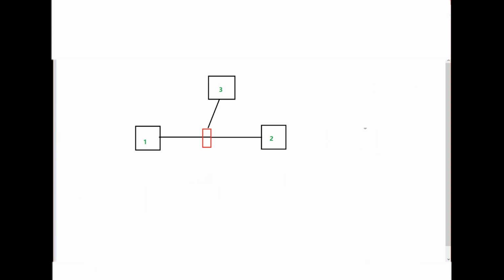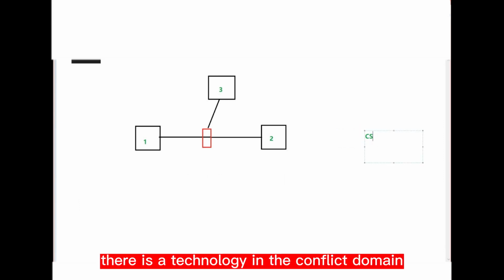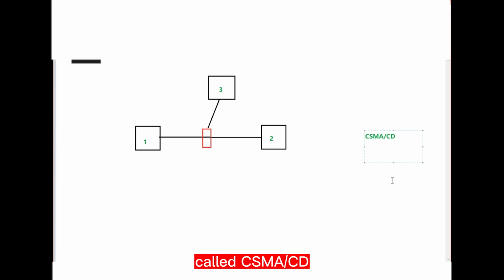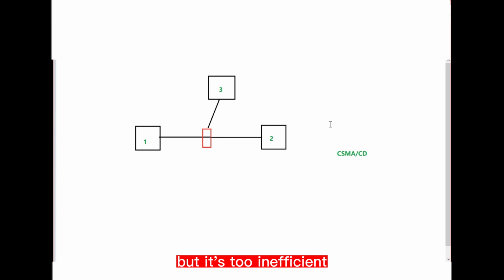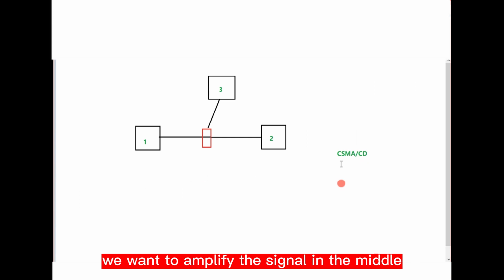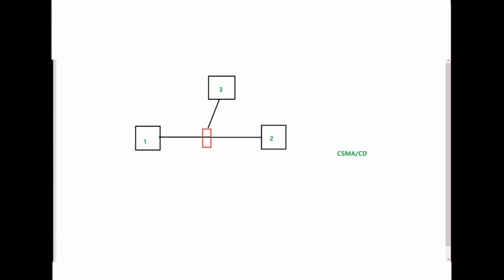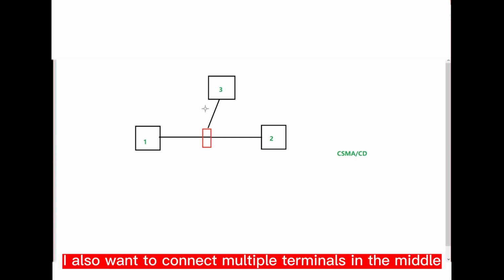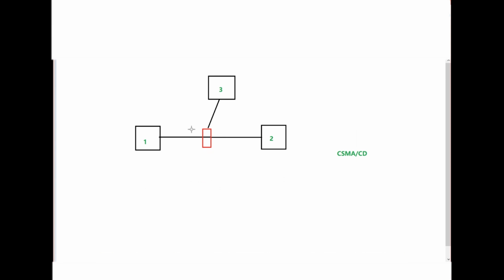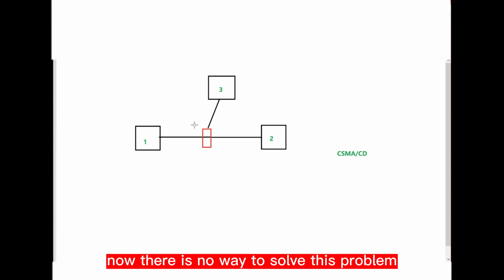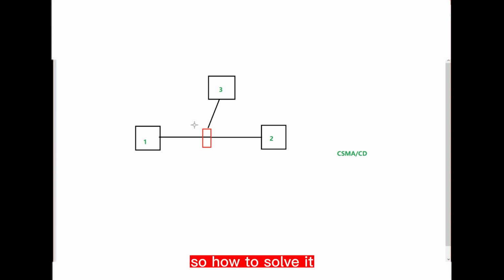Of course, we also said before that there is a technology in the collision domain called CSMA/CD. It can solve problems in collision domains, but it's too inefficient. So slowly we find that we want to amplify the signal in the middle, and also connect multiple terminals, and also hope the collision domain isn't that big. Now there is no way to solve this problem. So how to solve it?